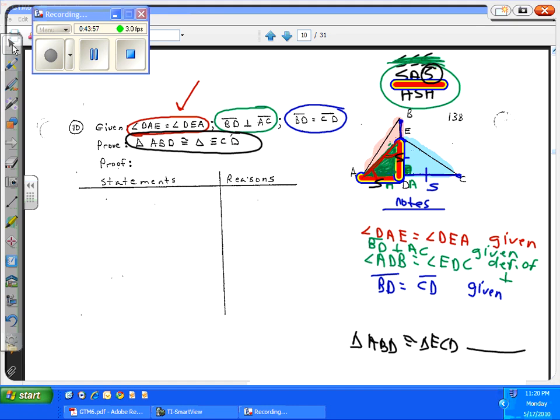Side, angle, side. So we can conclude these are congruent by side angle side. And we know to do that, we needed to say that that third pair of corresponding sides were equal. In other words, the bottom of the pink triangle AD is equal to the bottom of the blue triangle ED. But we need a reason for that. And the reason was sides opposite equal angles are equal.